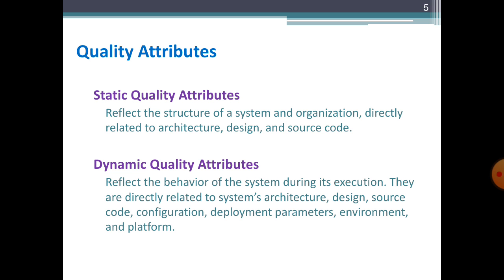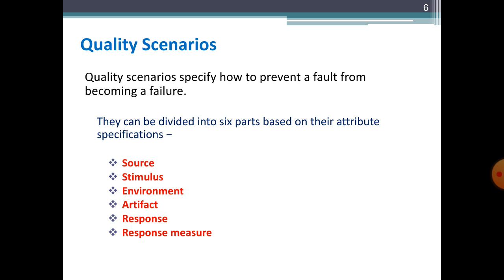So the next one is quality scenarios. Now students, what are quality scenarios? It's a niche topic. We will discuss it in great detail in this lecture and in the coming lectures as well, with the help of some real world quality attribute scenario practices. Basically, quality scenarios specify how to prevent a fault from becoming a failure. To do this, they are further divided into six parts based on their attribute specifications. These are the six elements of a quality scenario: source, stimulus, environment, artifact, response, and response measure.